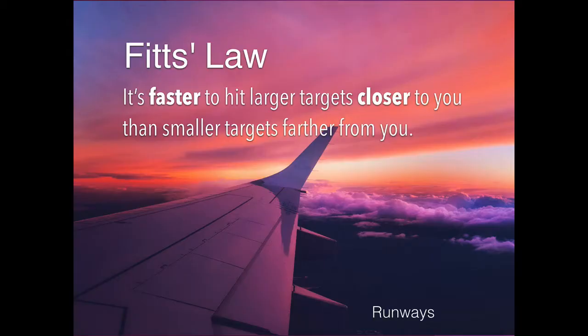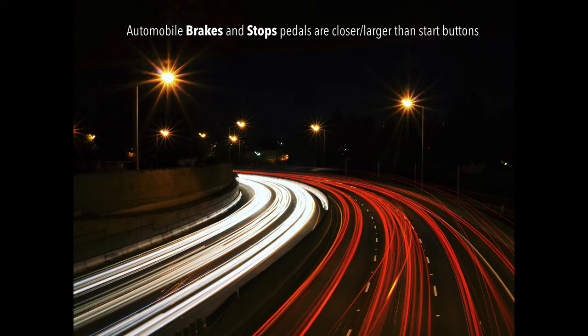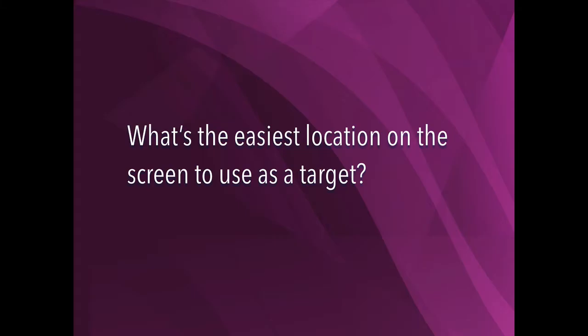So Fitts' Law simply means that it's faster to hit larger targets closer to you than smaller targets farther away. So it's easier, right? If you think about car brakes and stops, the pedals are closer and larger than start buttons, right? The stops. That's because for safety reasons, we need to be able to hit that target quicker.